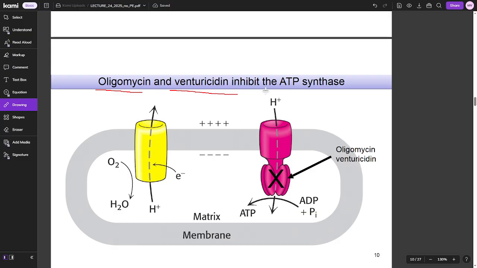I want to make it clear that inhibiting ATP synthase has no effect on the electron transport chain, right? Because ATP synthase is a separate protein that's not really connected to the electron transport chain. They kind of work together, but they're very separate from each other. So to inhibit ATP synthase, you can imagine that even if you use a bunch of electrons and put a bunch of H plus into the intermembrane space, none of it is going to go through and make ATP because you just blocked this channel off, right?